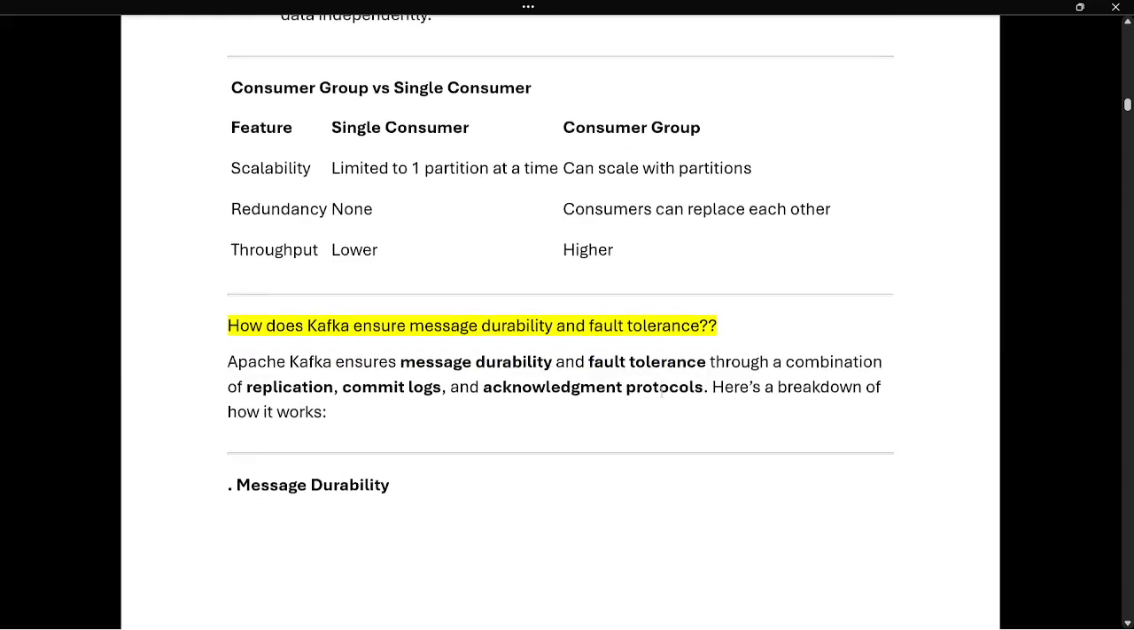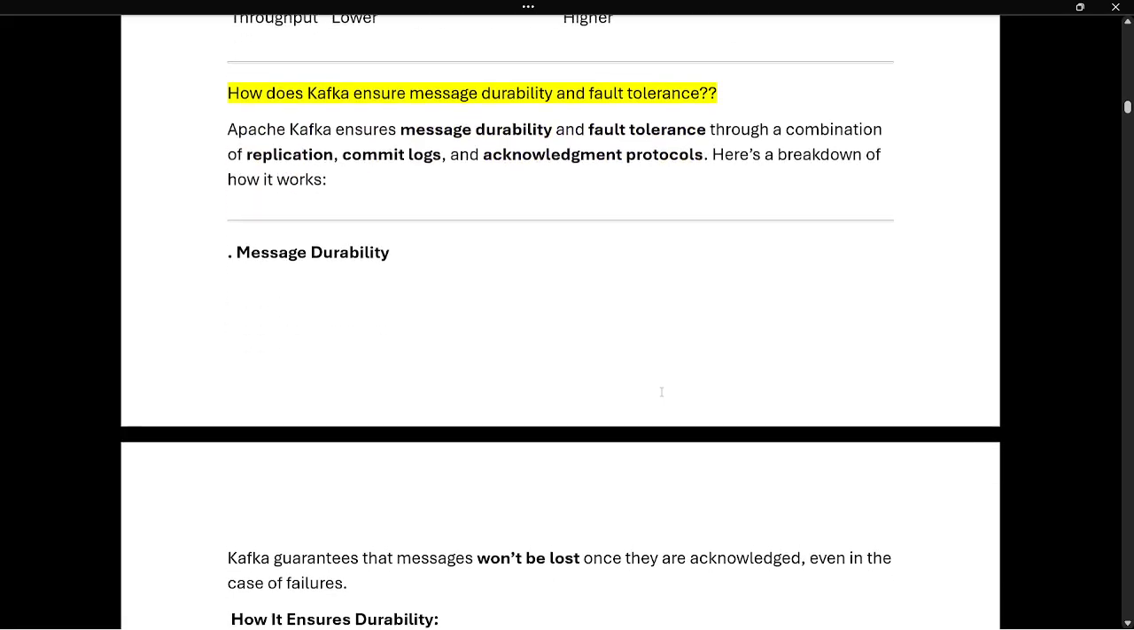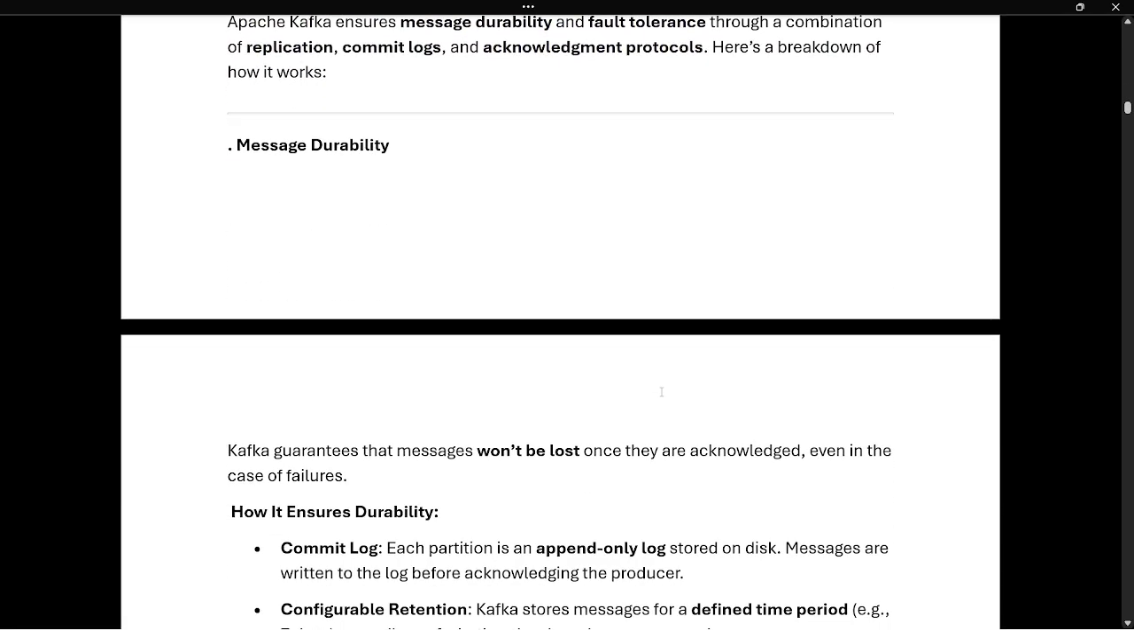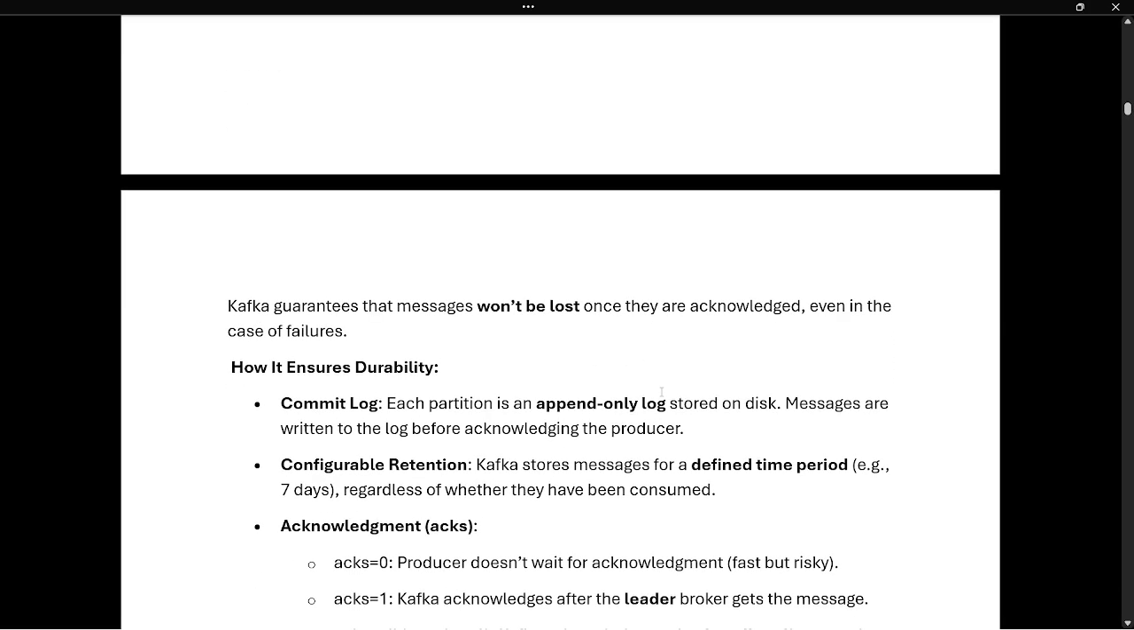Okay. So coming to the next topic: how does Kafka ensure message durability and fault tolerance? Apache Kafka ensures message durability and fault tolerance through a combination of replication factor, commit log, and acknowledgement protocol. Message durability means Kafka guarantees that messages will not be lost once they are acknowledged, even in the case of failure. So how does it ensure durability?